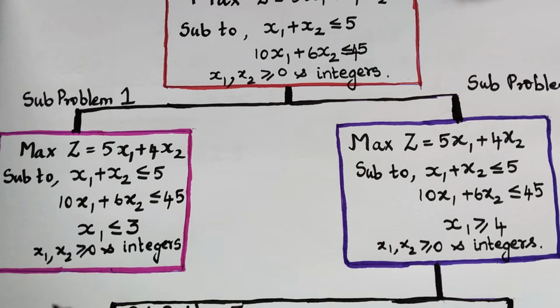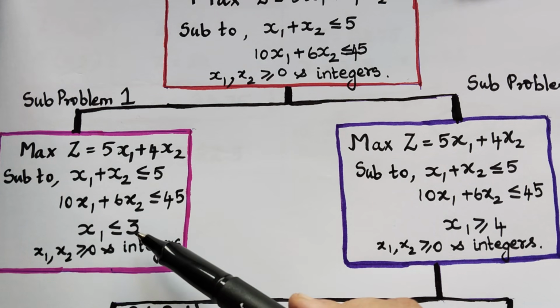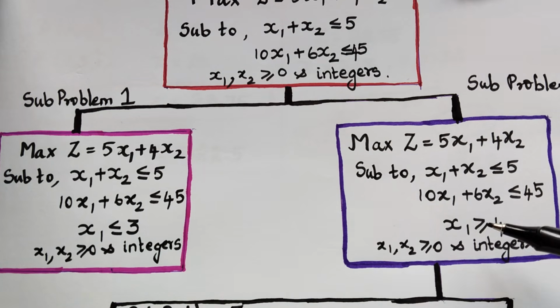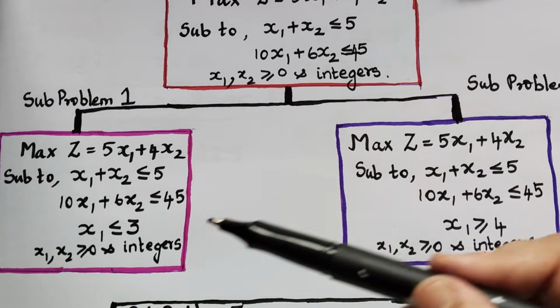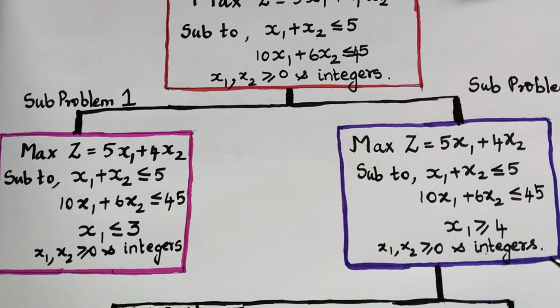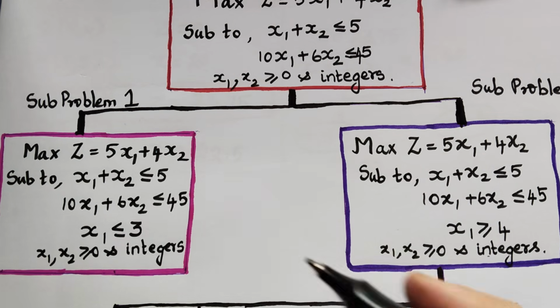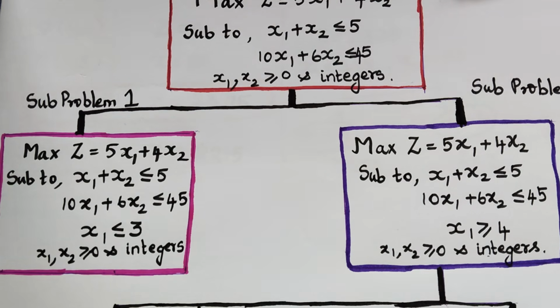You can see that here. This gives us subproblem 1, where one more constraint, x1 less than or equal to 3, is added to it. And here we have subproblem 2, where x1 greater than or equal to 4 is added to it. So now we will draw the graphs for these two subproblems, and we will find out whether the solution space has become integers or not. If they are integers, we will conclude the problem, or if not, again we have to branch and find the bounds for that problem. So first we will draw the graph for subproblem 1.